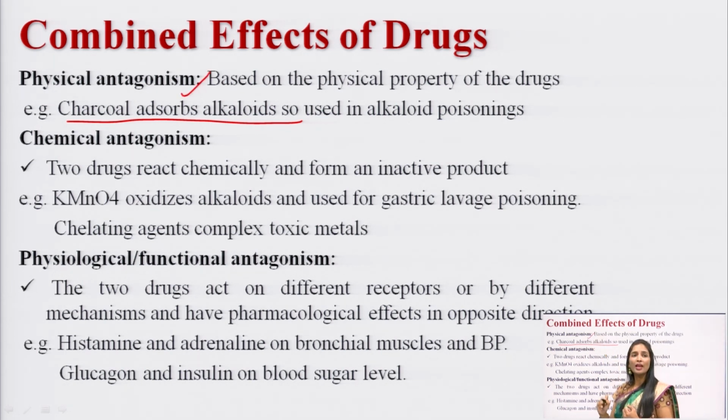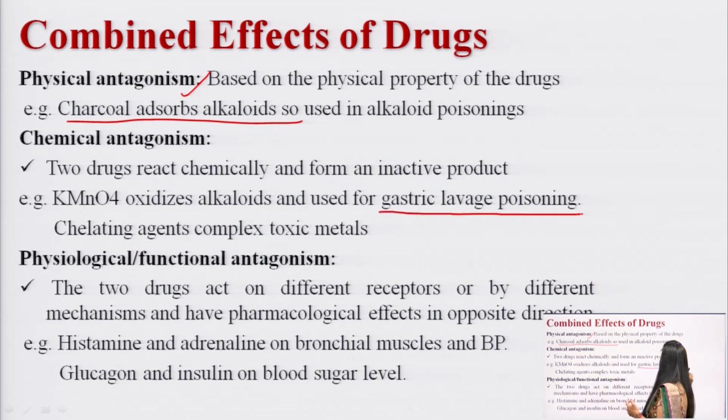And what about chemical antagonism? In chemical antagonism, if you are giving potassium permanganate, it will oxidize the alkaloids, and especially it is used in gastric lavage for poisoning. So, a person whom we are going to treat with gastric lavage for poisoning, we will give potassium permanganate, and it will oxidize the alkaloid.